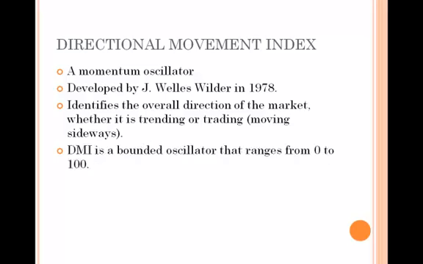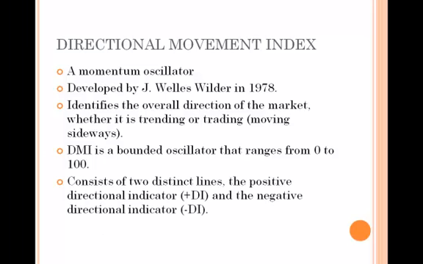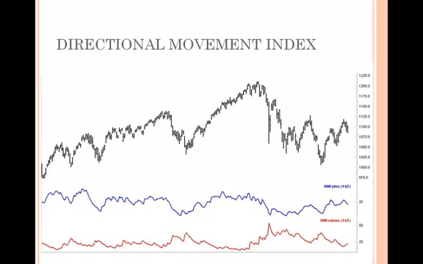moving sideways. DMI is a bounded oscillator that ranges from 0 to 100. It also consists of two distinct lines, the positive directional indicator and the negative directional indicator. The positive directional movement indicator, or positive DMI, measures how strongly the market is moving upwards. The negative directional movement indicator, or negative DMI, measures how strongly the prices are moving downwards. Wilder recommended to use the 14 period both for positive DMI and negative DMI.